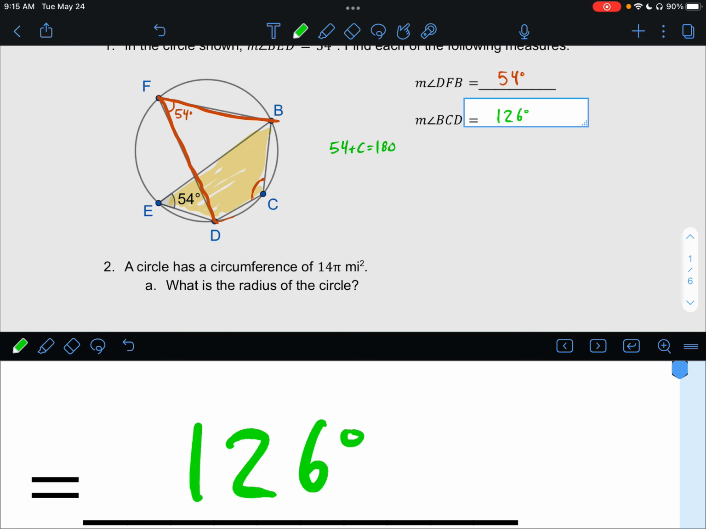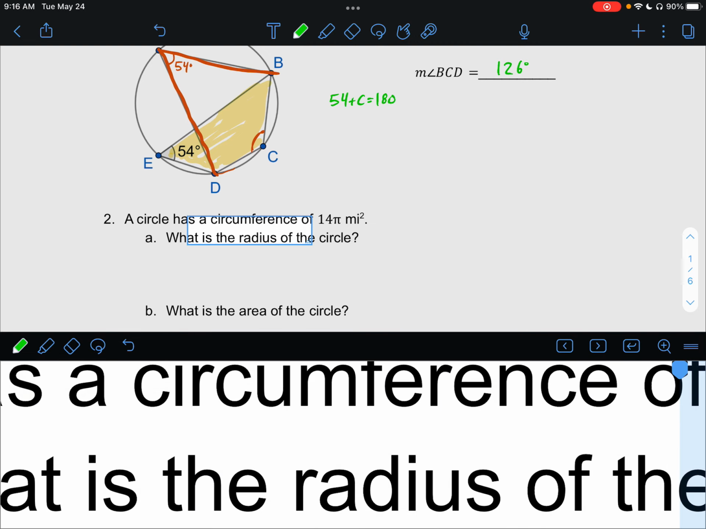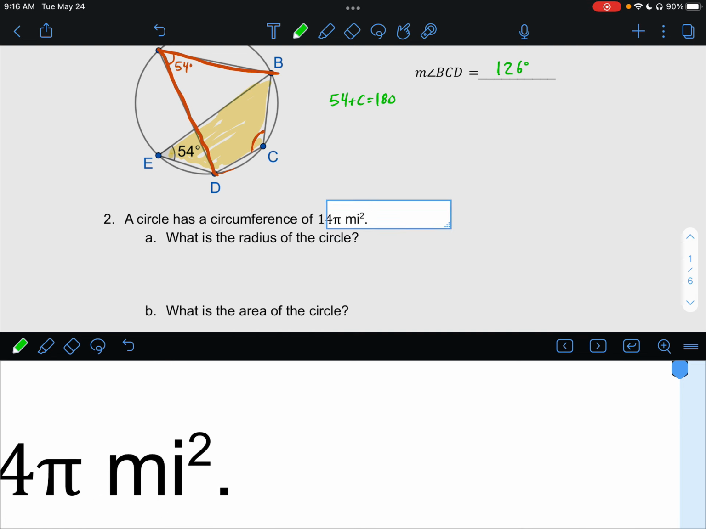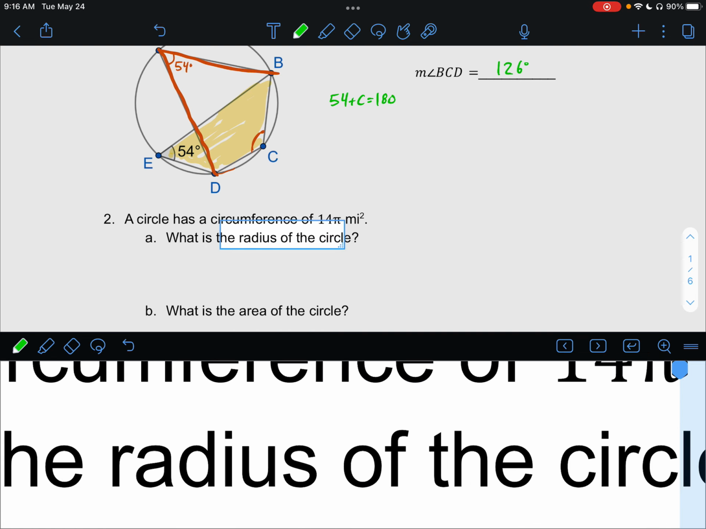So that's how to do problem number one. Problem number two. A circle has a circumference of 14 pi miles. What is the radius of the circle? Actually, that shouldn't say squared, that should just be miles. Circumference is not squared.